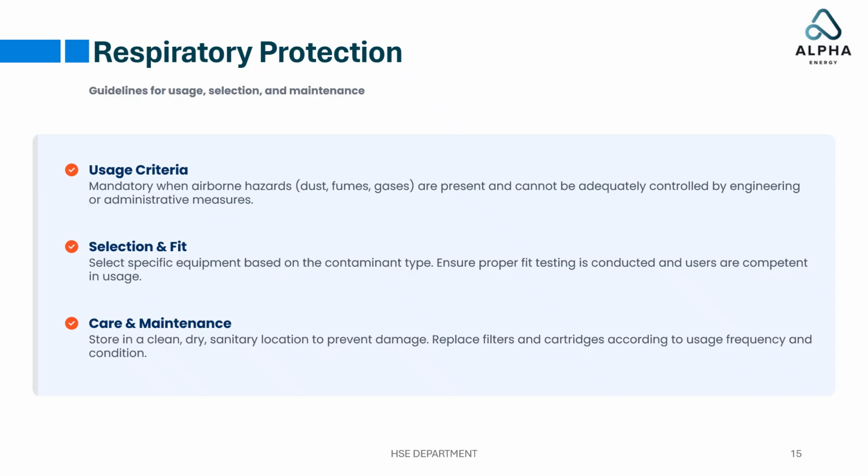Respiratory protection focuses on usage, selection, and maintenance. It states that respiratory protection is mandatory whenever airborne hazards like dust, fumes, or gases cannot be controlled through engineering or administrative measures. Selection must be based on the specific contaminant type, requiring proper fit testing and user competency. Furthermore, equipment must be stored in a clean, dry, and sanitary location, with filters and cartridges replaced regularly based on their condition and frequency of use.